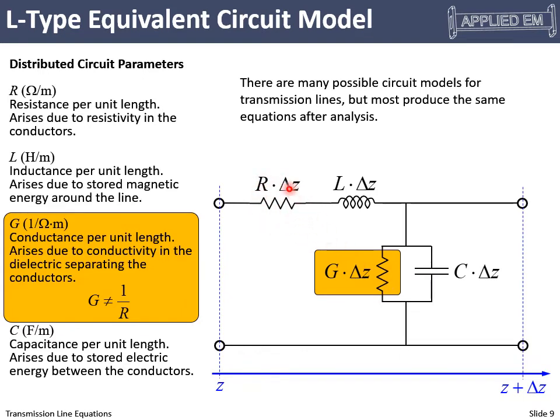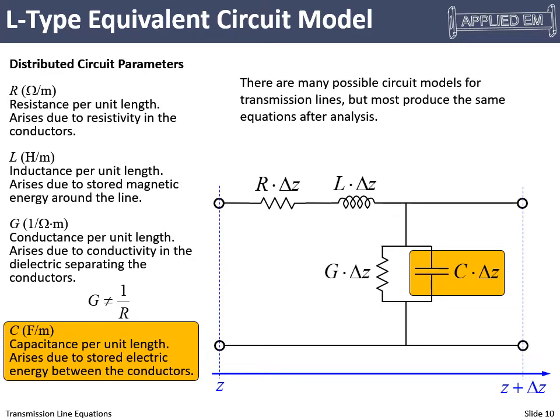R is more representing the resistance through the conductor. This G is more representing the resistance through the dielectric separating them. So don't think that G is calculated as 1 over R. They are separate elements in the circuit. And again, this conductance is a distributed parameter over the whole length of the transmission line.